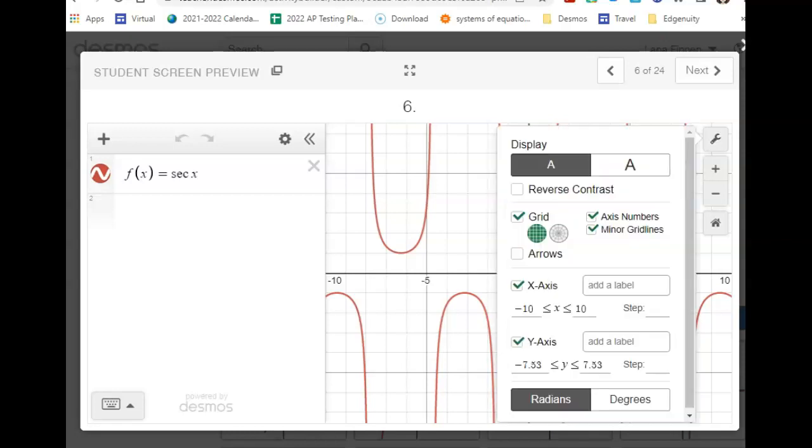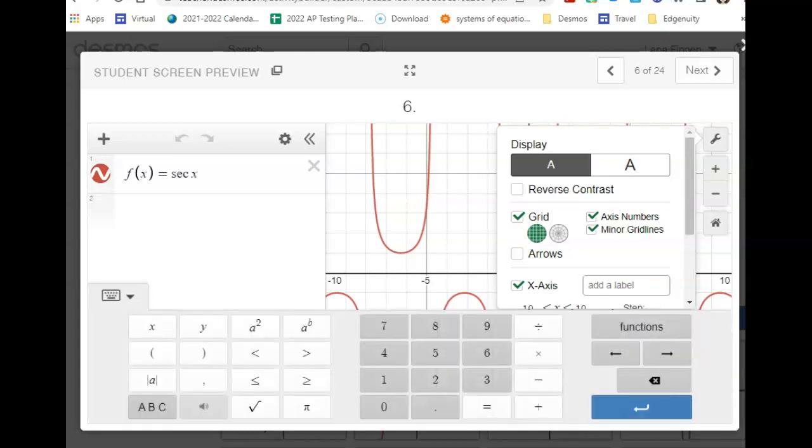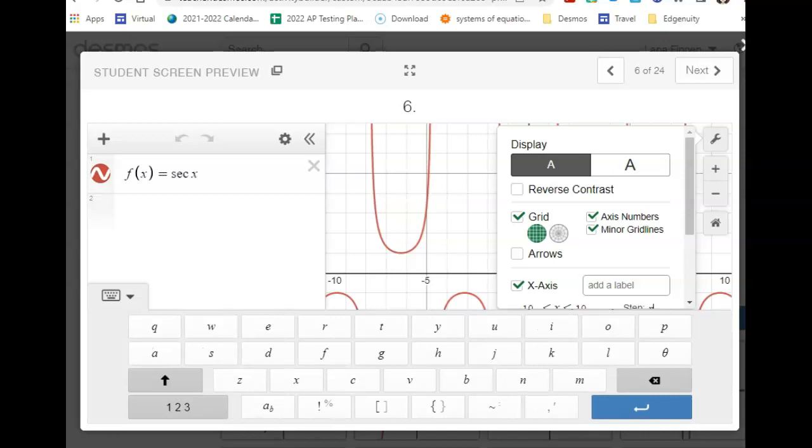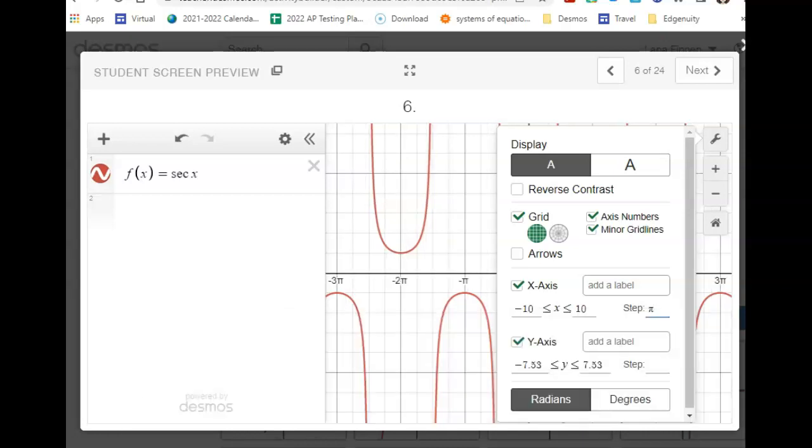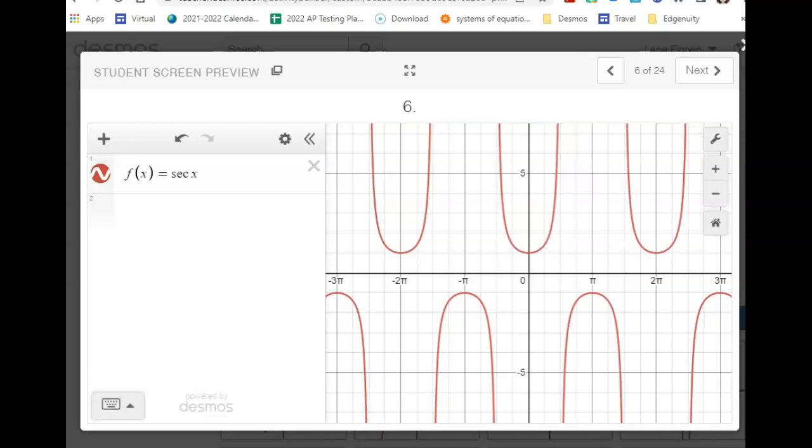So I'm going to click on the little wrench up here. And this step on the x-axis, I want to change that to pi. So I can just type in pi, and it changes it to pi for you. And so now my x-axis is in terms of pi, and I can find pi halves very easily. What's happening at pi halves? Asymptote, okay? So as I approach from the left, I've got positive infinity. Approaching from the right, negative infinity.